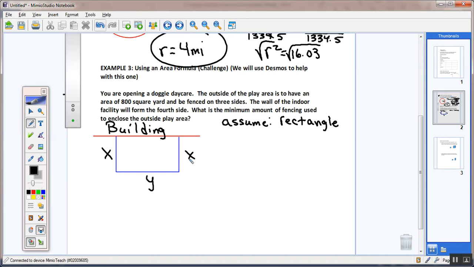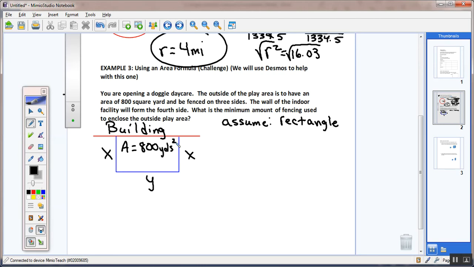All right? So, here's what we're trying to do, kids. The first thing that they tell you is the outside of the play area is to have an area of what? 800 square yards. So if I would take this part right in here, this rectangle, how many square yards is this going to be? My area right here, kids, is going to be 800 square yards. They tell you that. All agree?